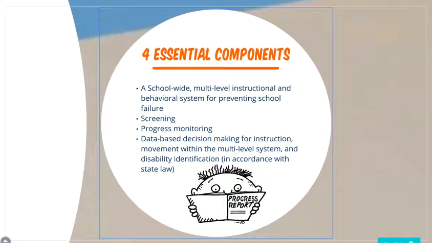The 4 essential components of RTI are, number 1, a school-wide multi-level instructional and behavioral system for preventing school failure for students. Number 2, screening. Number 3, progress monitoring. And number 4, data-based decision-making for instruction, movement within the multi-level system, and disability identification in accordance with state law.